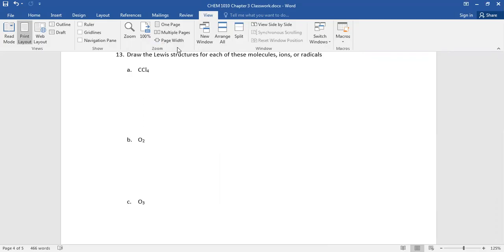So for CCl4, you've got carbon, which is in group 4A. So there's 4 valence electrons. And we only have 1 carbon in the formula for the compound. But you've also got chlorine. Each chlorine is in group 7, so there's 7 valence electrons per chlorine, and you've got 4 of them. So adding 28 plus 4, that gives you a total of 32 valence electrons.